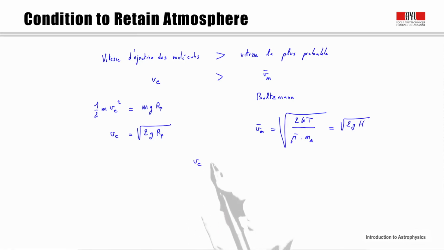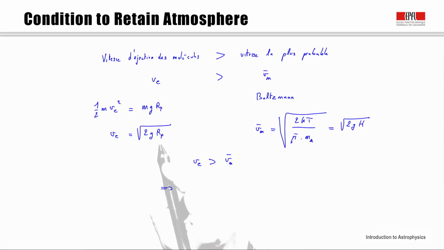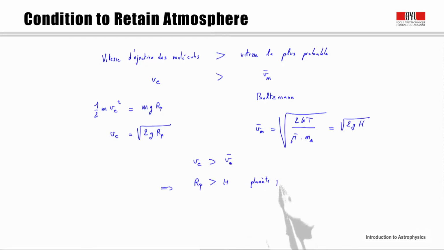So VE and the mean Vm can be finally written as a comparison between the planetary radius and the characteristic height of the atmosphere. In such a case, if Rp is greater than H, the planet can keep its atmosphere. We have thus established a very simple relation from the characteristic height of a planet that tells, by simply comparing the planetary radius with the characteristic height of the atmosphere, if a planet can retain its atmosphere or not.